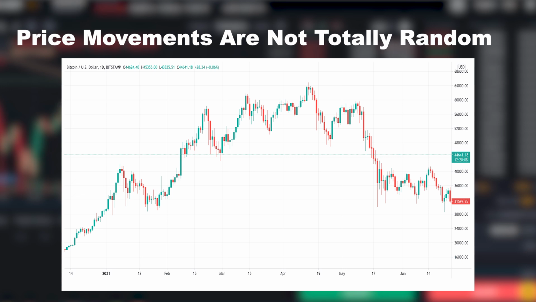The whole point about the idea that price movements are not totally random and they trend is that a chartist believes it's possible to identify a trend and make money as the trend continues.